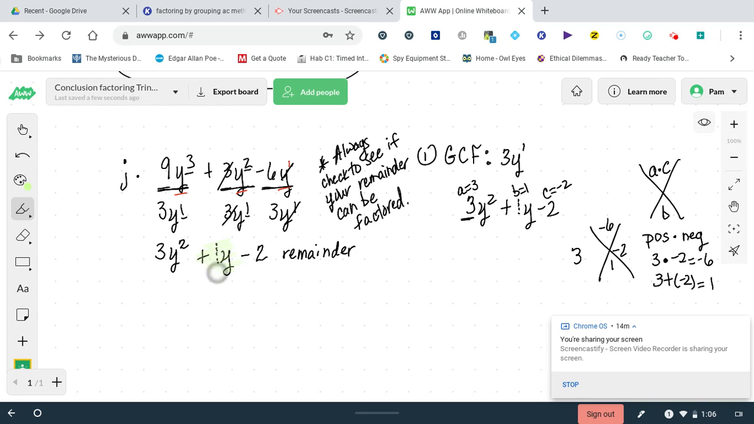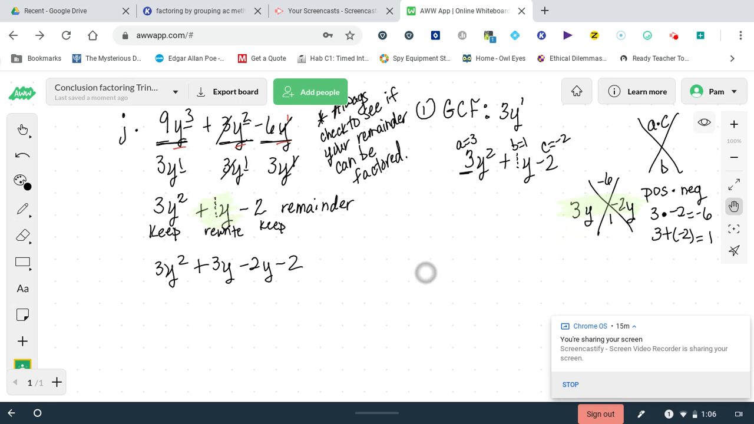There's a y. So what I want to use is a y over here. Okay? All right, so I'm going to use a y. So I'm going to put 3y and negative 2y. I'm going to keep this, rewrite, keep. So I end up with 3y squared plus 3y minus 2y minus 2.